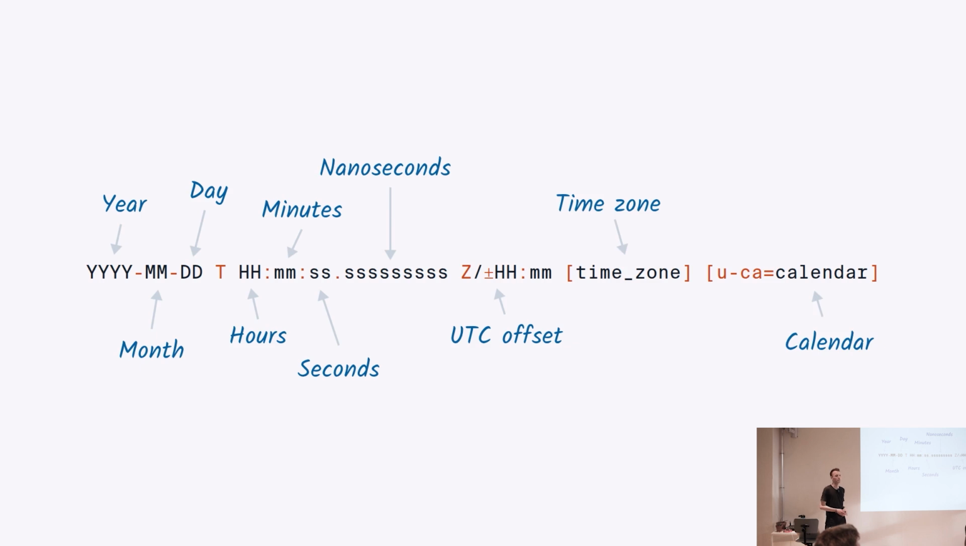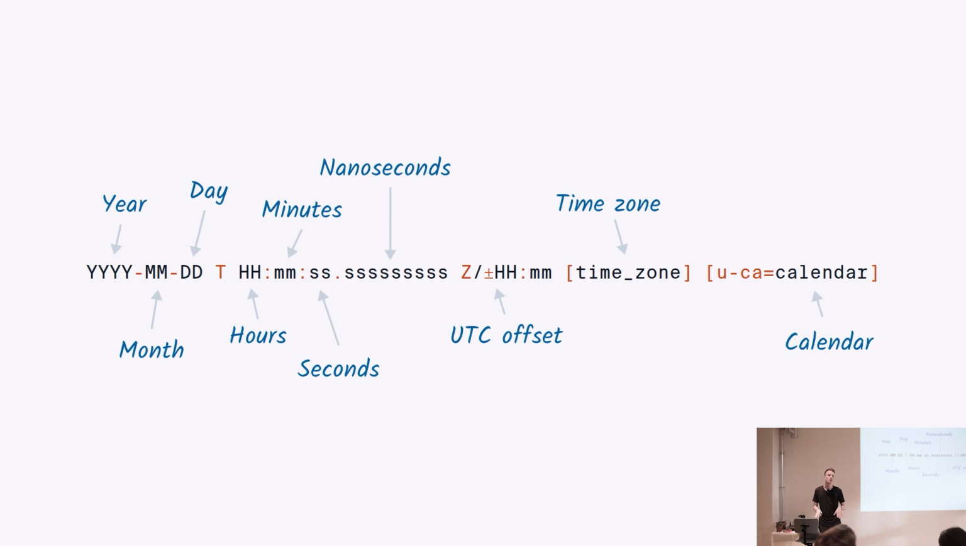And something new in Temporal, support for different types of calendars. So usually we, as Western people, work with the Gregorian calendar, but there are other calendars, for example, the Chinese calendar. So that is also a new feature previously not available in JavaScript.